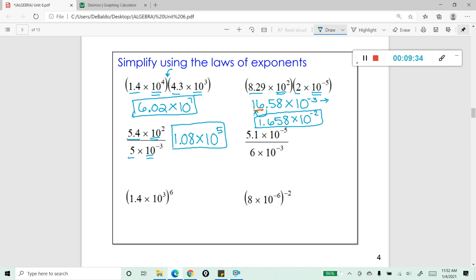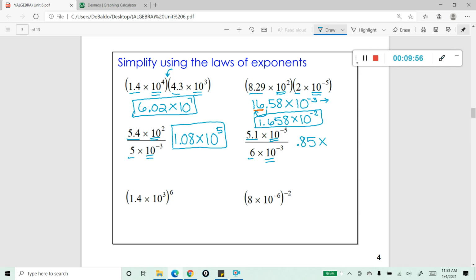Let's try another one. This one you're going to have to move that decimal again. So let's take our base number, 5.1 divided by 6. Let's start there. 5.1 divided by 6 is going to leave me with 0.85 times, now look at my tens. That's where we're going to go next. I have to use my quotient rule.